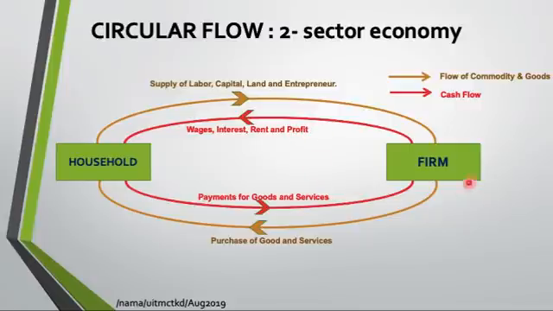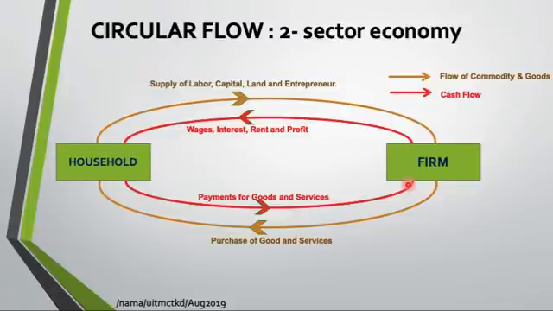Okay, and firm dia akan proseskan land, labor, capital, entrepreneur, combine all and produce goods and services. After that, firm will sell goods and services to the household. So daripada sini, household purchase goods and services from the firm and make payment for goods. Sebelum ni household dah bekerja di firm and get the rewards, the income in terms of wages, interest, rent and profit. Kemudian dia gunakan income tu untuk payment for goods and services.